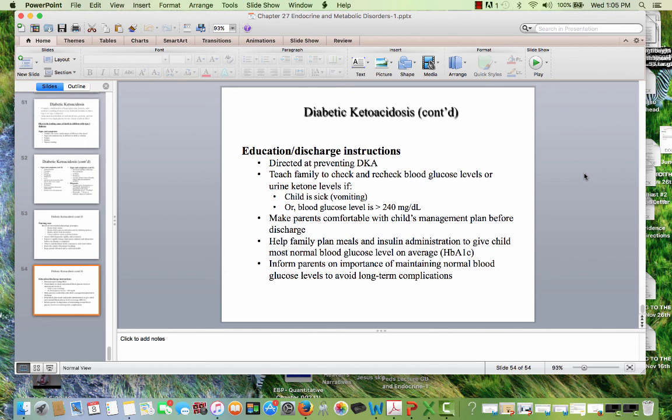Make parents comfortable with the child's management plan before discharge. You definitely want to do that, and make sure that they can effectively do those return demonstrations. And then you want to help the family plan meals and insulin administration. This is just not done in isolation. Often they're followed up on an ongoing basis for a while with endocrinologists, especially if they're at a ped center like Lucille Packard or UCSF Children's. They'll have the dietitian, the clinical nutritionist who's a part of that interdisciplinary team. Inform parents on the importance of maintaining normal blood glucose levels and to avoid long-term complications.